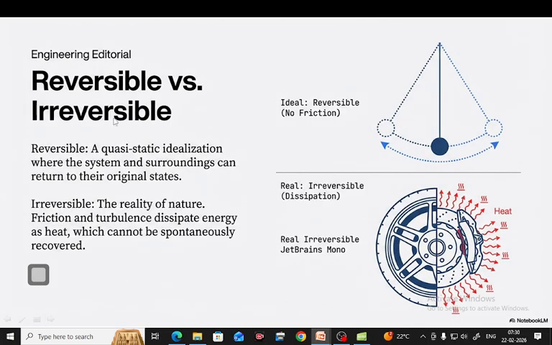Reversible versus irreversible process. This is the reversible, no friction. Irreversible, dissipation, real irreversible. Reversible, a quasi-static idealization where the system and surroundings can return to their original state. Irreversible, the reality of nature. Friction and turbulence dissipate energy as heat which cannot be spontaneously recovered.